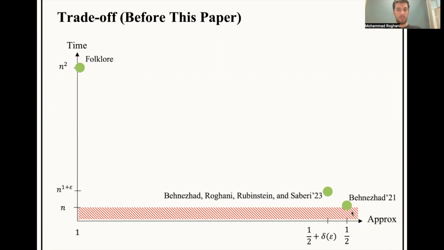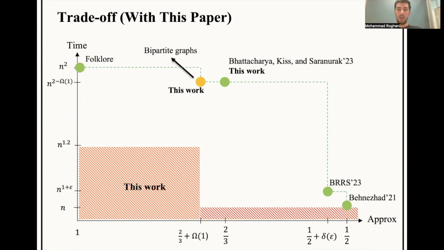There's a result by Behnezhad that gets a constant approximation guarantee in linear time. Another result by Behnezhad, Roghani, Rubinstein, and Saberi beats half approximation in n^{1+ε} running time. Also, the Vizing-type algorithm has n squared query complexity and calculates the exact matching. With this paper and the concurrent paper, we have the lower bound that shows beating 2/3 needs n^{1.2} queries. Also, we have an algorithm that beats 2/3 for bipartite graphs in slightly better than n squared time. And for general graphs, this paper and the work by Behnezhad, Khanna, and Sanurak get 2/3 in slightly better than n squared time.